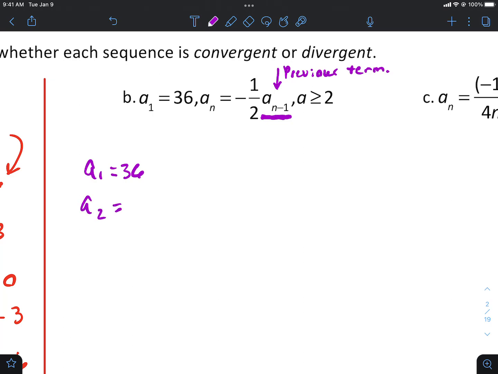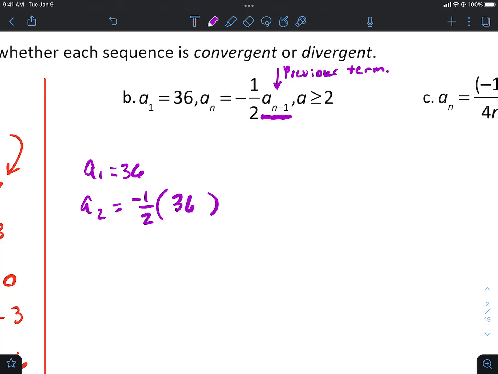A sub 2, so here's what you do here. You apparently do negative 1/2 times your previous term. And then this part right here is just saying you can't plug in any values for n less than or equal to 2. So you have to start somewhere. You can't start with the n value being below that. Anyways, so we're going to take the previous term.